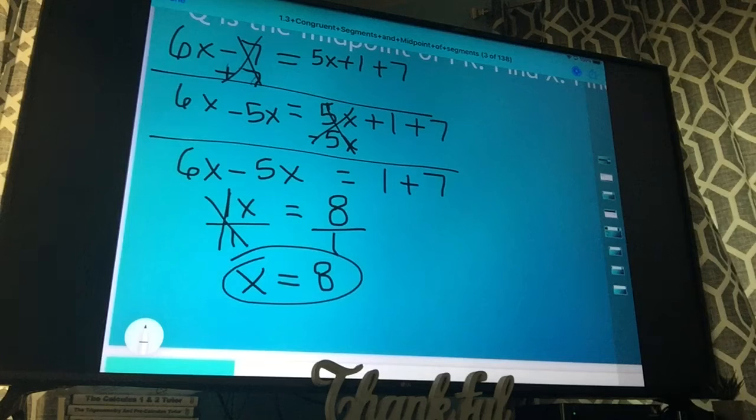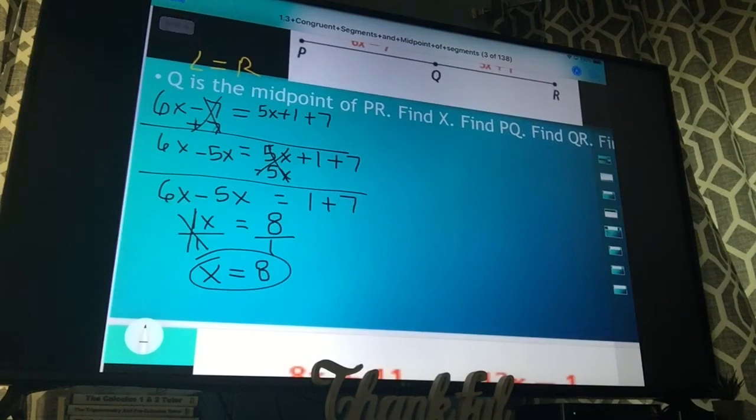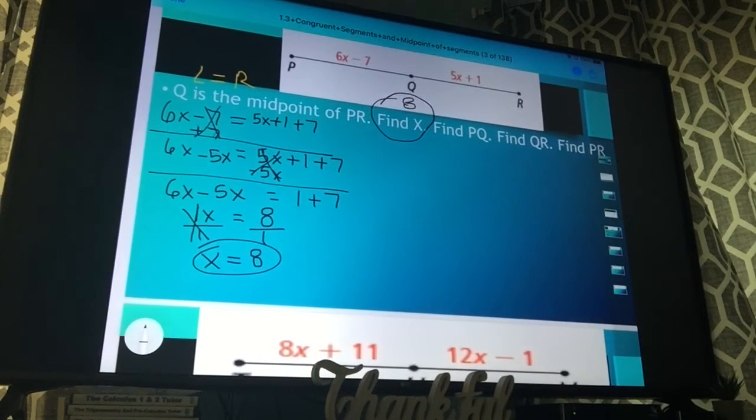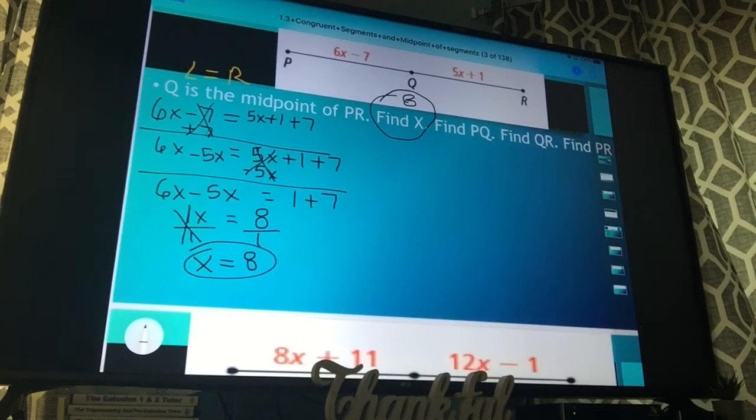Okay, so now we know our x. Somewhere above the x, I wrote an 8. I know that you know what your x is. Now it says find PQ, QR, and the whole segment. All you're going to do is take one of those segments and plug that x back in. Let's look at PQ.